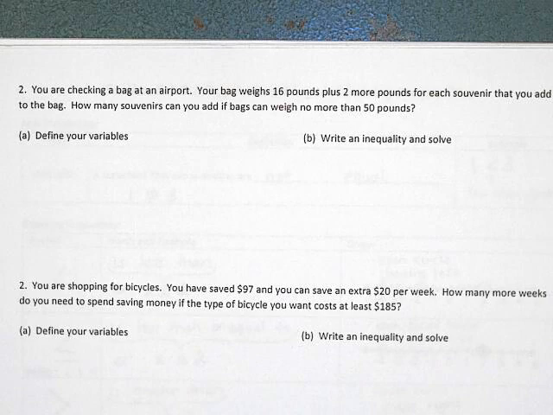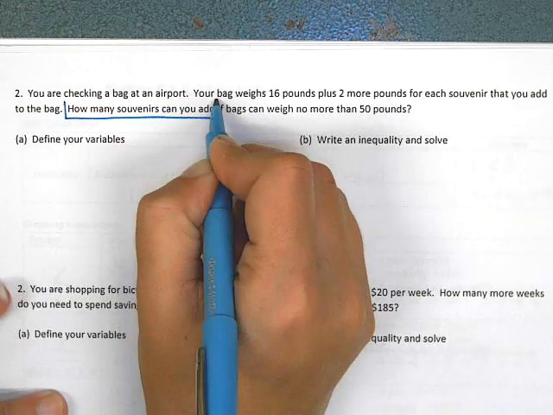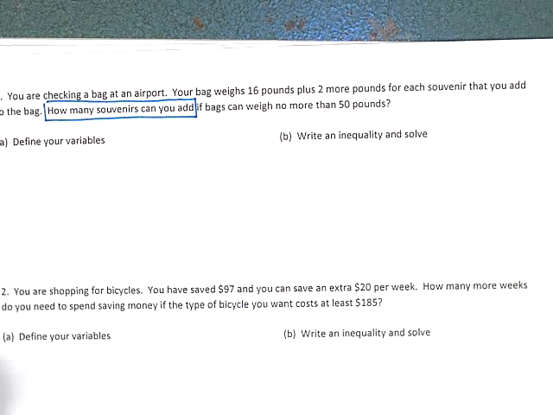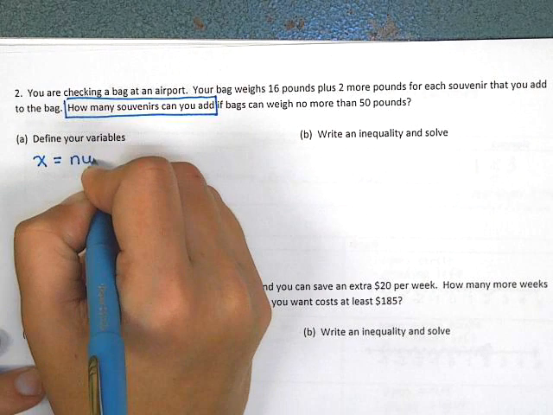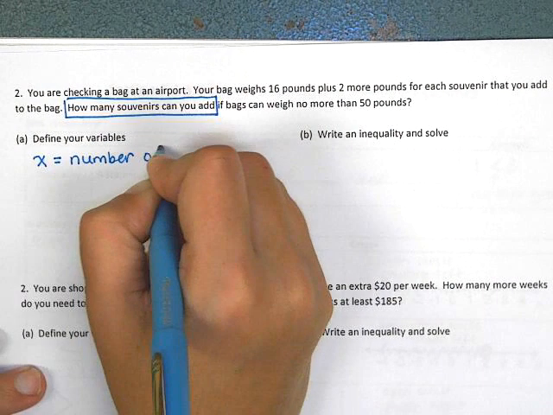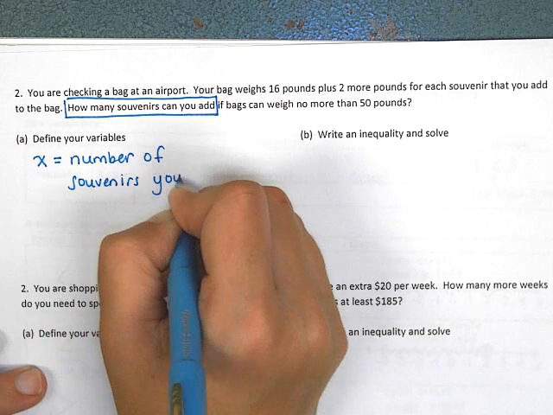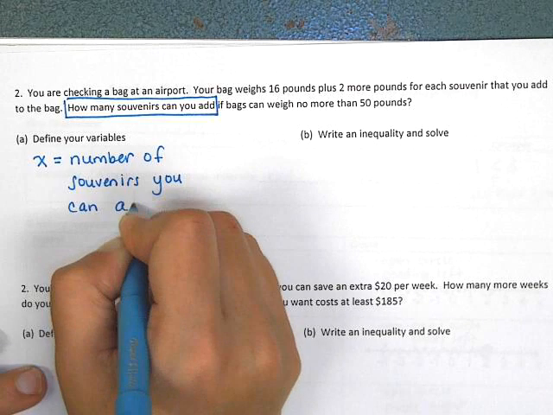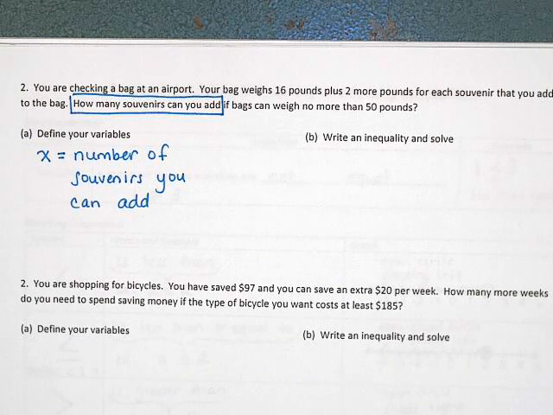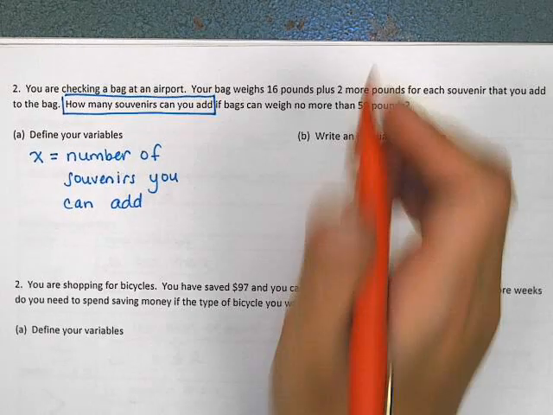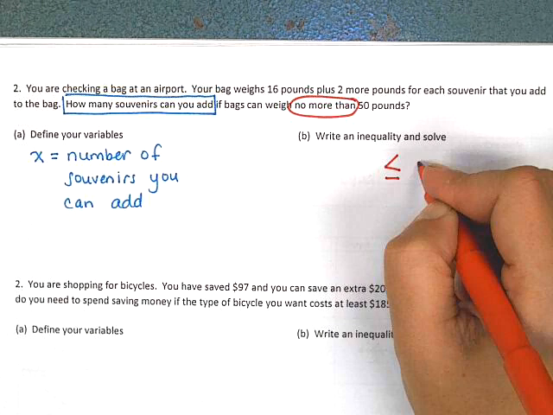So you want to make sure you don't get charged any extra. So for part A, let's look to see what we're trying to figure out. How many souvenirs can you add? If we're trying to figure out how many souvenirs we could add, we would let X or S equal the number of souvenirs you can add to your bag. Now, how are we going to figure this out? Well, we can weigh no more than 50 pounds. We said no more than means less than or equal to 50.